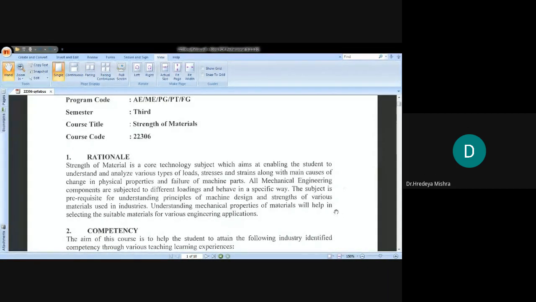your lathe machine or shaper machine has a tool which cuts the material. For the tooling we choose HSS, high speed steel, because the hardness of high speed steel is very high, and for cutting purposes hardness is required. Okay, do you know which material cuts glass?